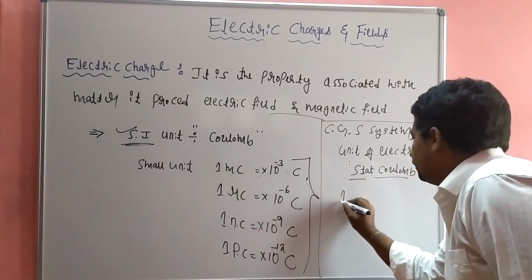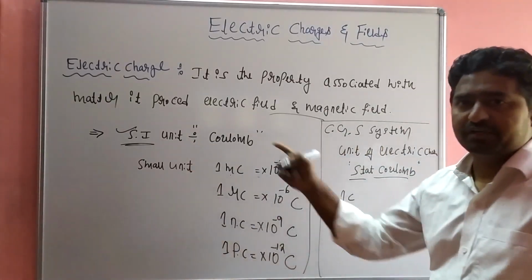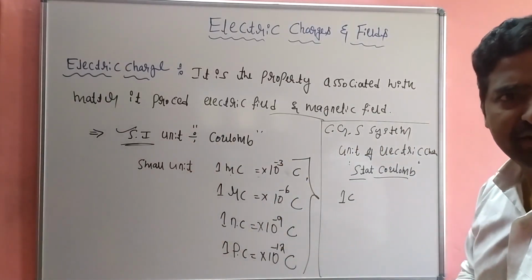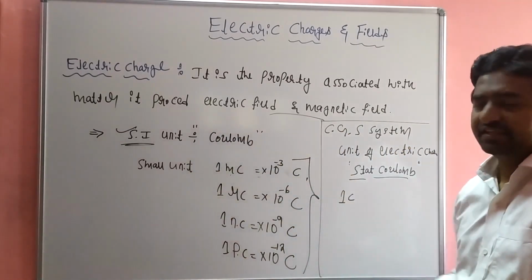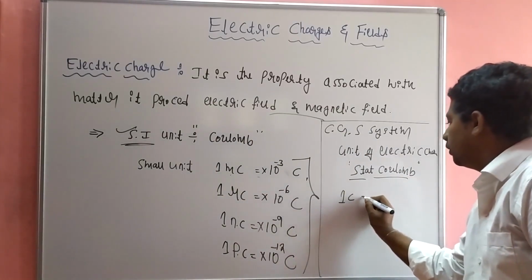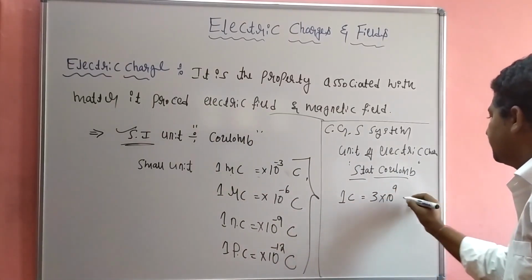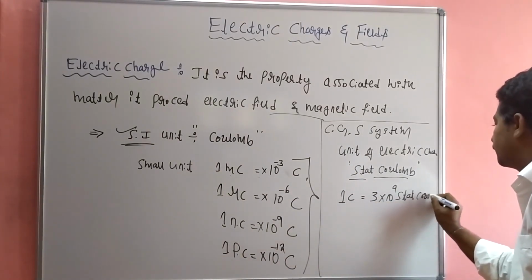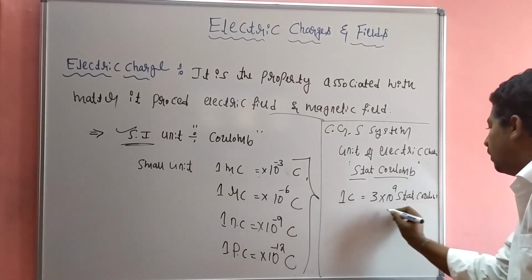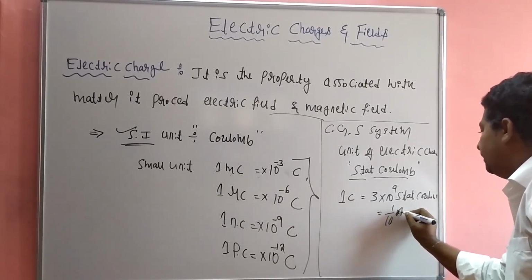So 1 coulomb is equal to, because CGS system, this is SI system. SI system means it is MKS system nearly. So which is larger here, that is SI. So 1 coulomb is equal to 3 into 10 to the power of 9 stat coulomb, that is equal to 1 by 10 ab coulomb.